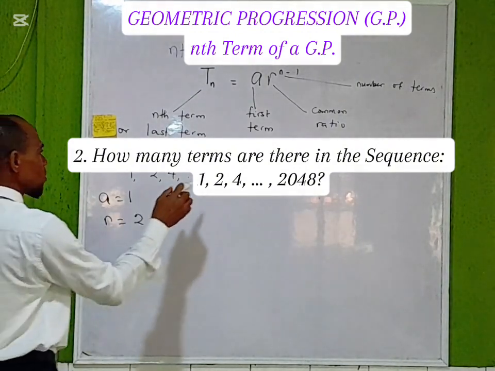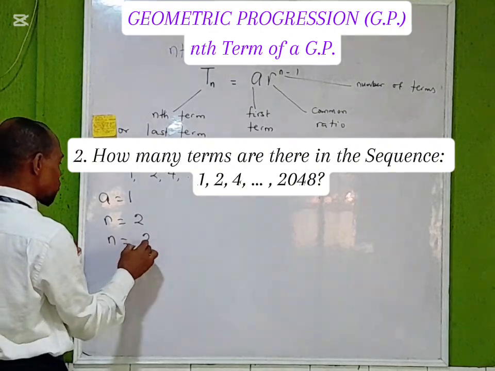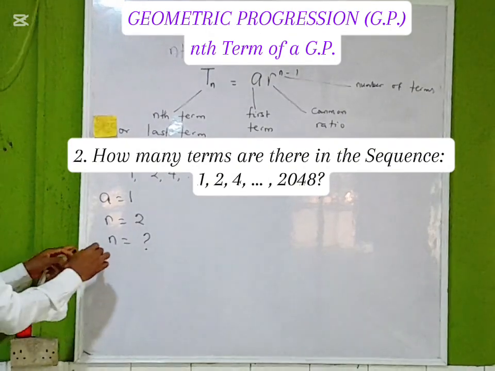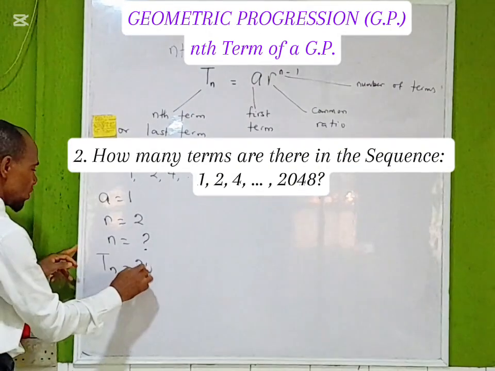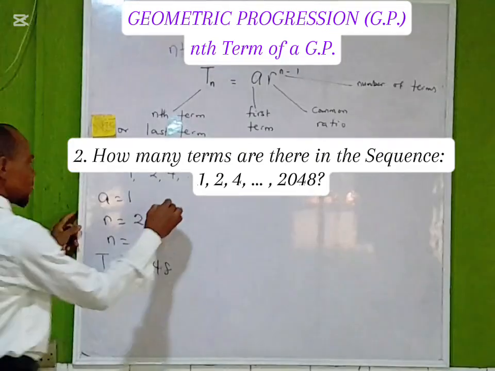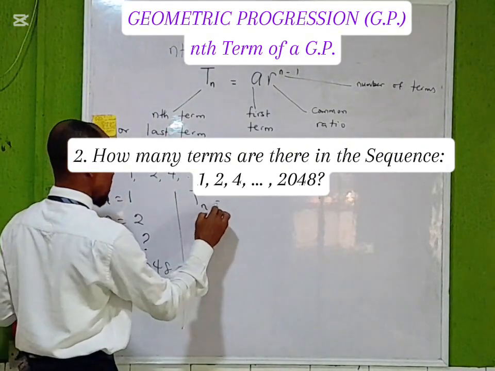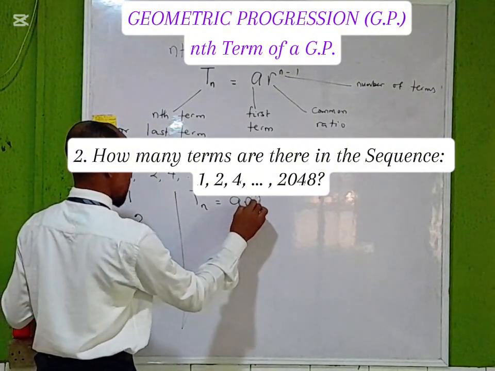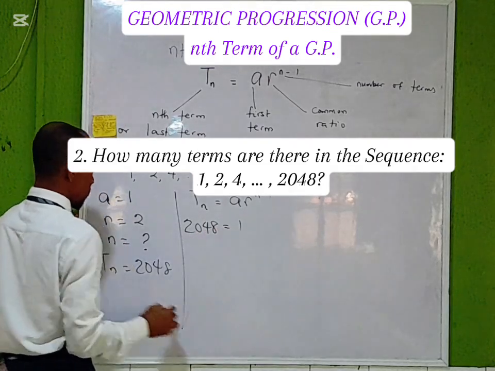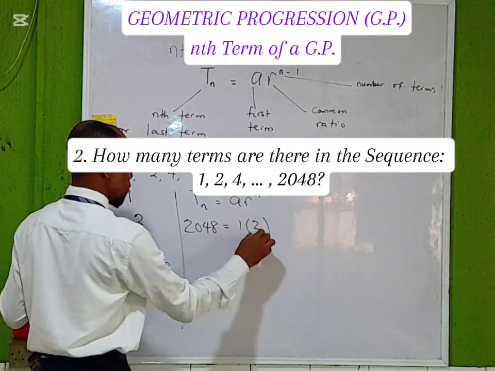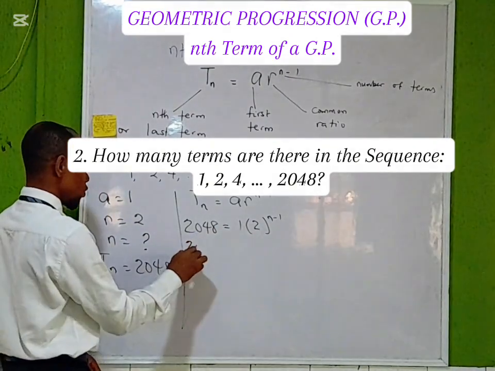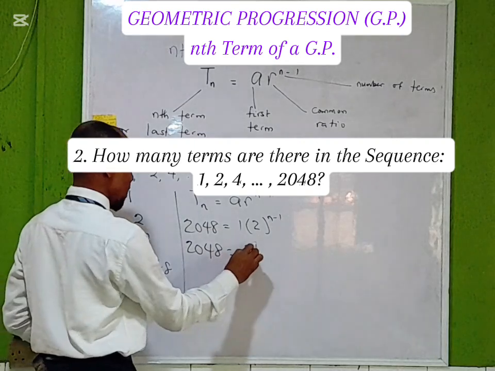However, what's n here? We don't know, that's the question. How many terms? We don't know n. But what is our Tn, the last term? 2048. So after you see the parameters, go ahead and simplify. Recall that Tn equals AR^(n-1). So Tn is 2048, A is 1 and R is 2, raised to power n minus 1. Of course, 1 times everything is still the same. So we have 2048 equals 2 to the power n minus 1.